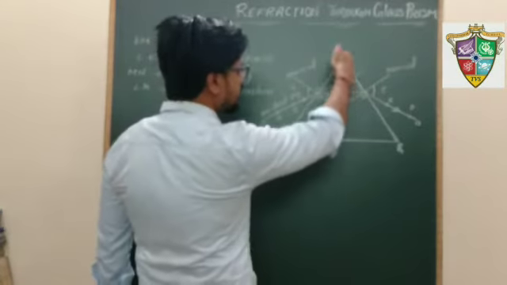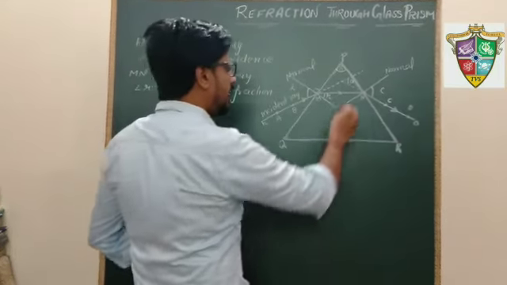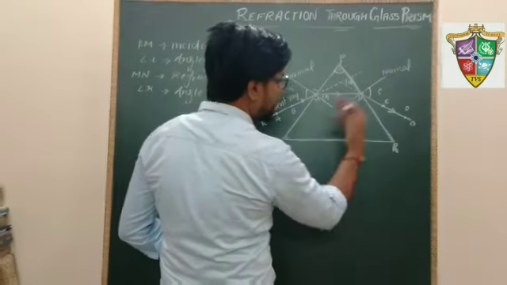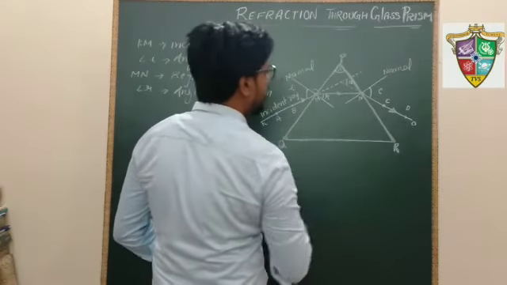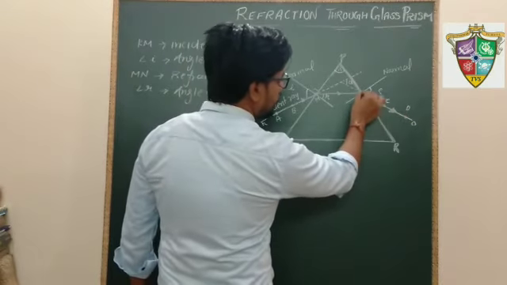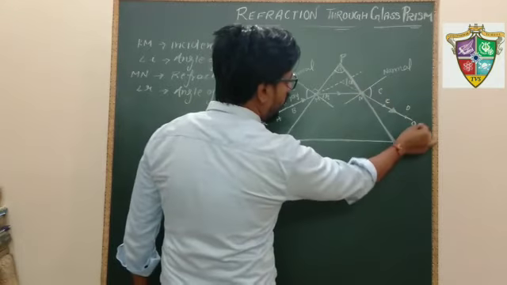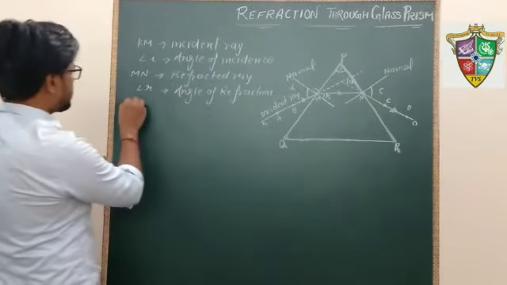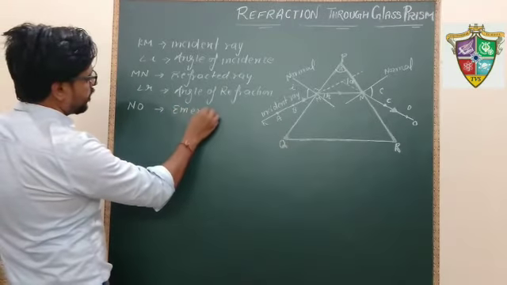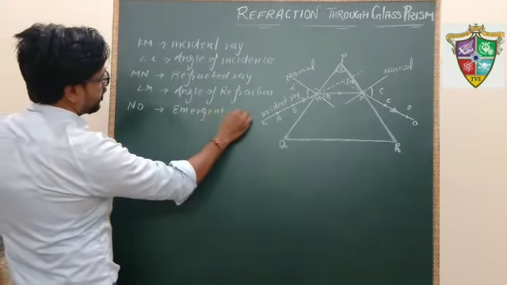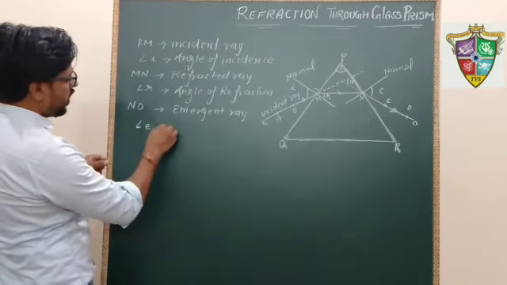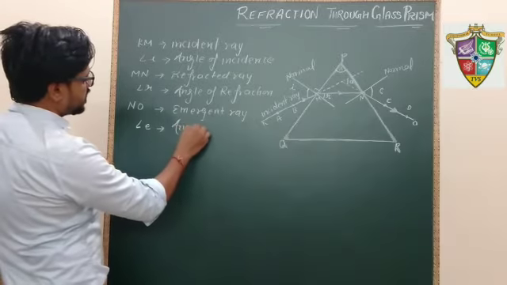When this refracted ray strikes the surface PR, again refraction takes place, and as it is going from denser to rare medium, it goes away from the normal, and this ray NO is known as the emergent ray. And the angle made by this emergent ray with the normal is known as the angle of emergence.